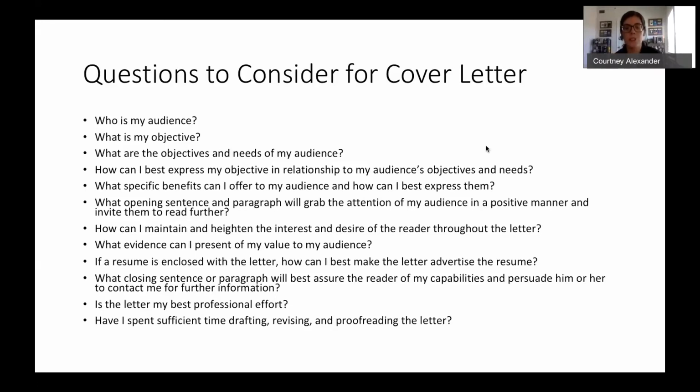Some of the worst mistakes are addressing it to the wrong company. So you send out multiple cover letters and you mix up which goes to what. Bad. Proofread it, have someone else proofread it too.